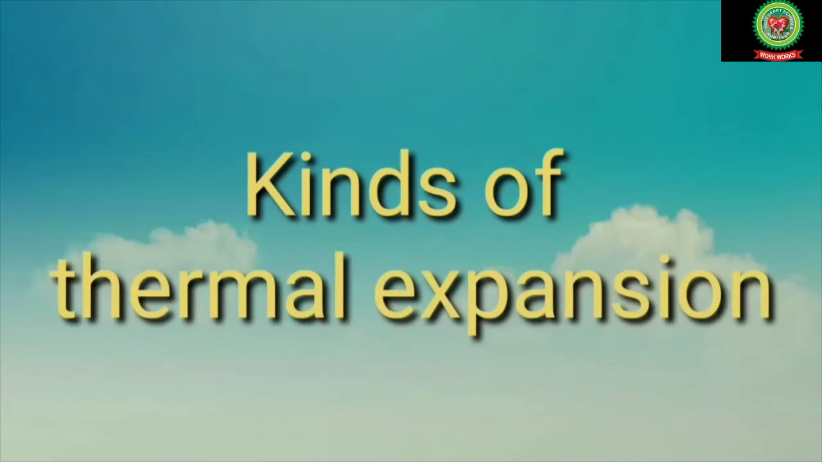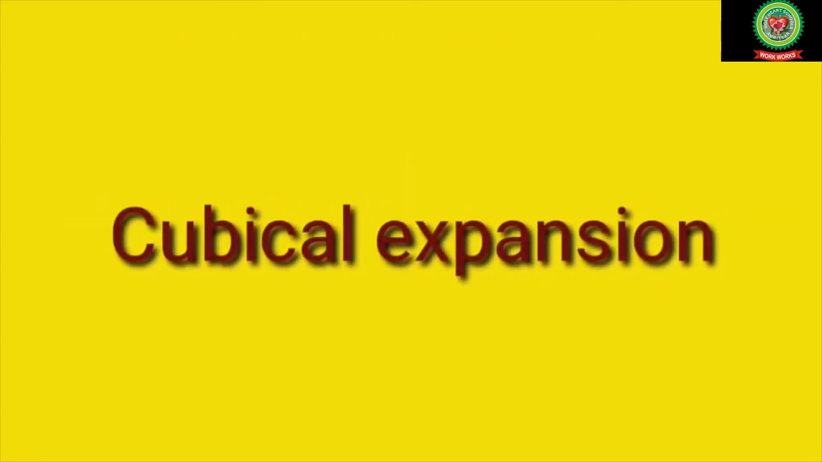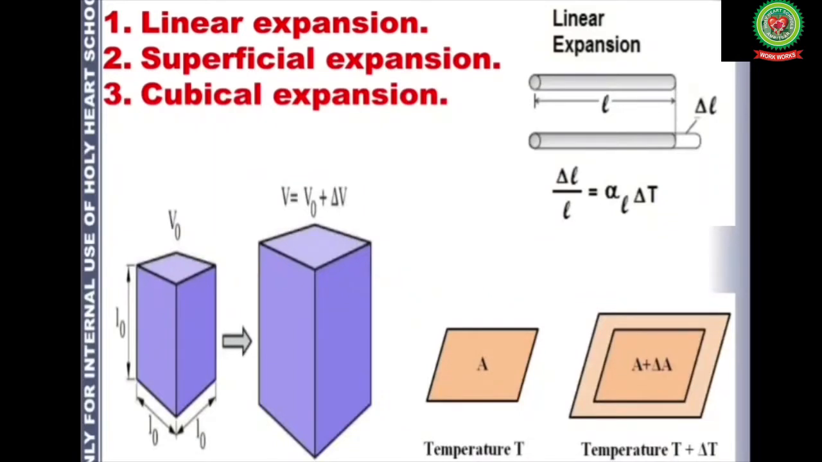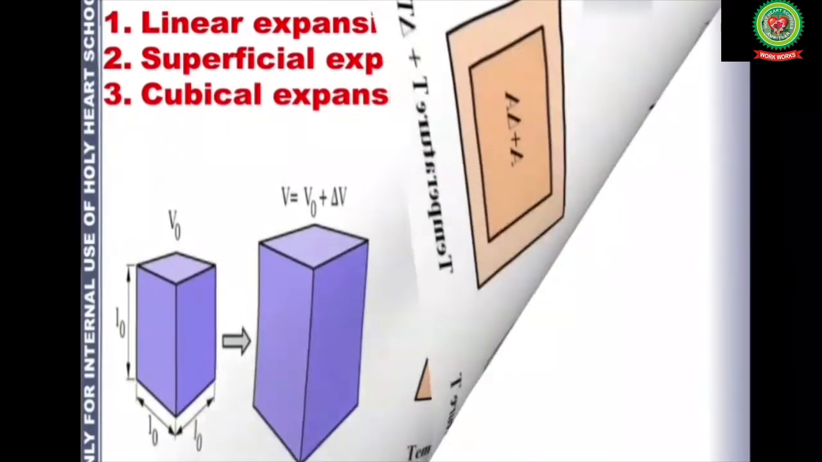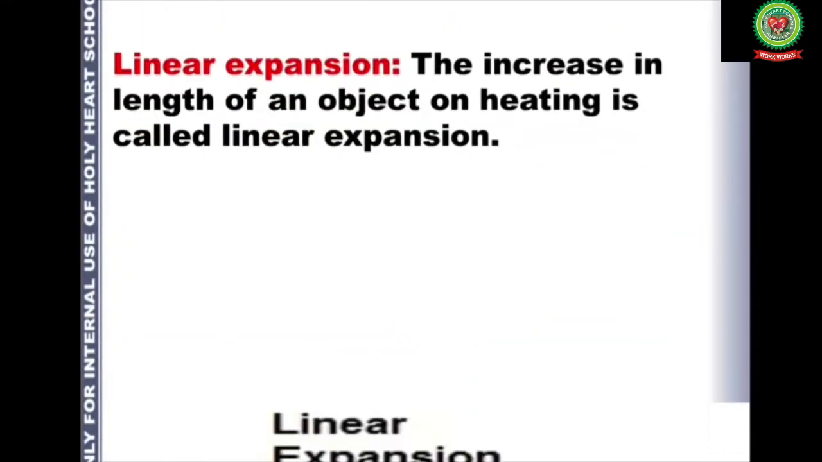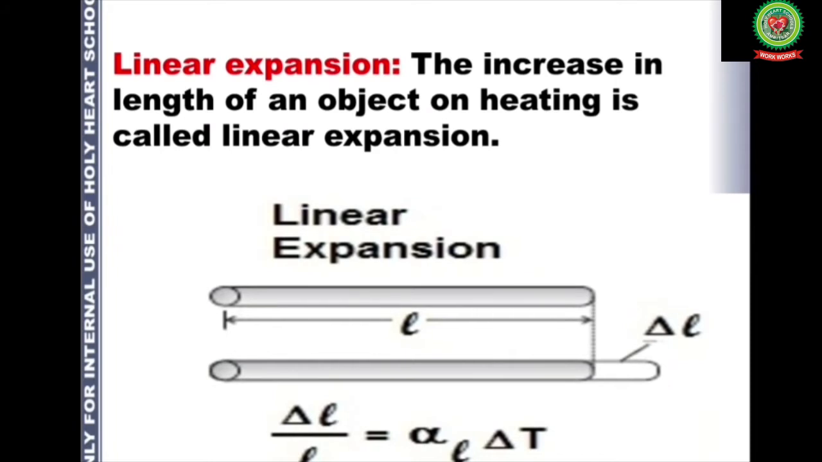Now let's discuss the kinds of thermal expansion. Thermal expansion is of three kinds. First is linear expansion, then superficial expansion and cubical expansion. Let's study about them one by one. Linear expansion: the increase in length of an object on heating is called linear expansion. You can see here, this was the original length of an object. On heating, its length has increased.